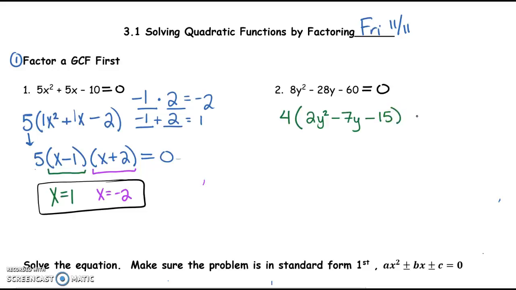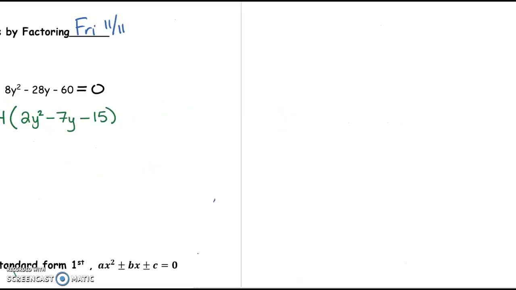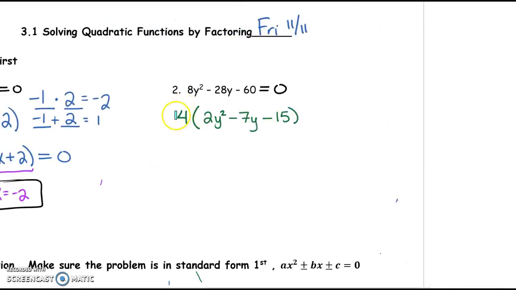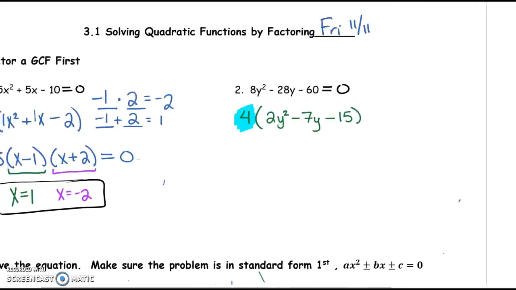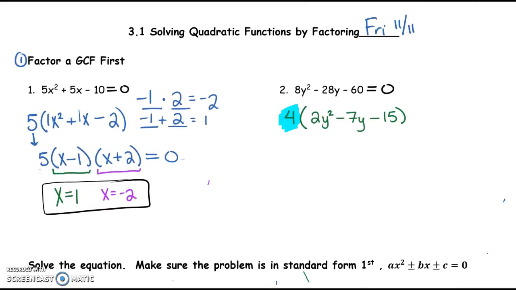This time our a value is not 1. Our a value is 2. So I am going to say, oh, hey 4, how you doing right there? I'm just going to remember that you're there. You can chill, and we'll talk to you later. Then I'm going to mess with the 2y squared minus 7y minus 15.